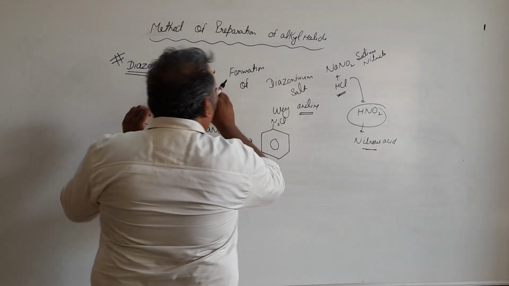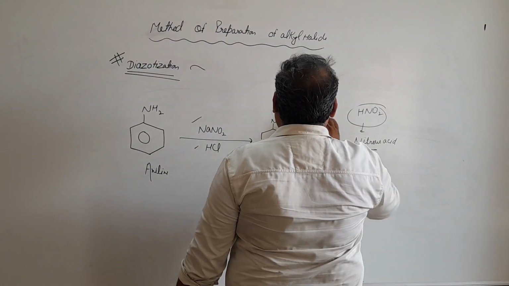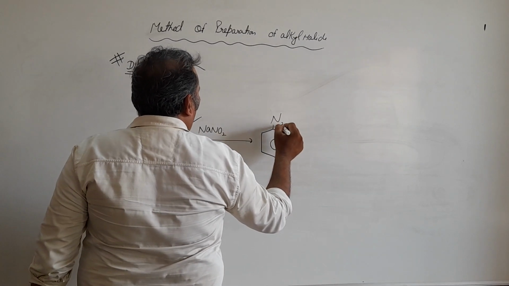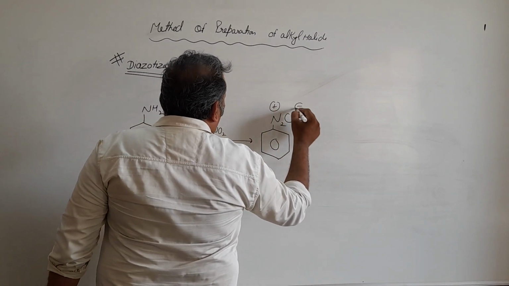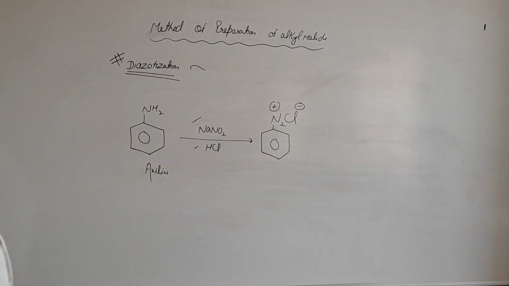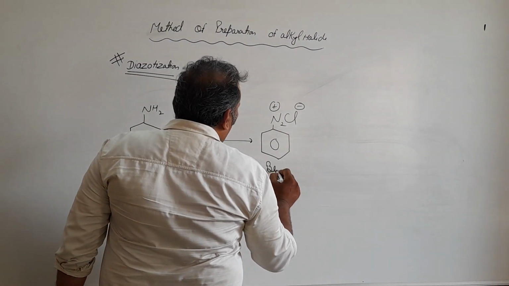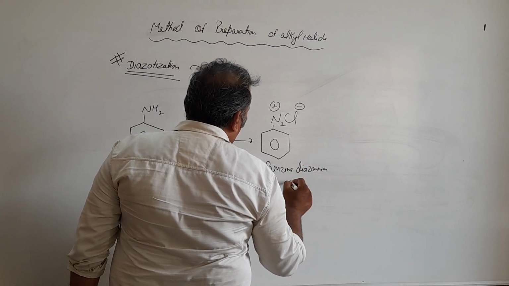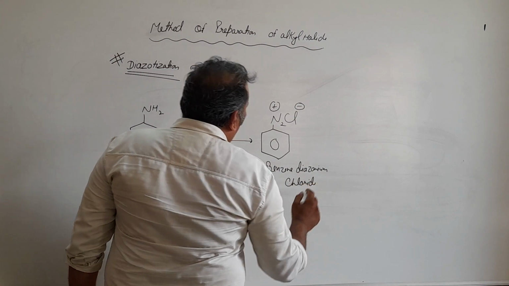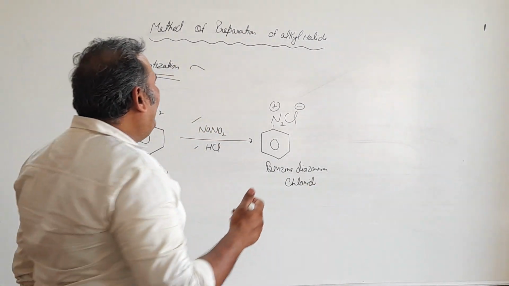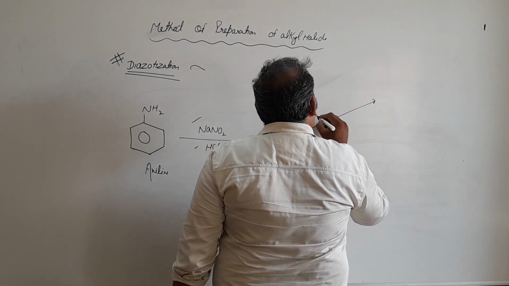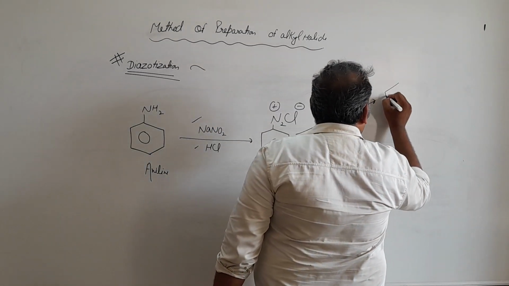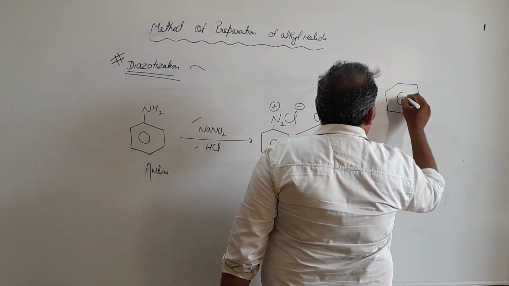What is the diazonium salt? This diazonium salt is called benzene diazonium chloride. When this benzene diazonium chloride reacts with CuCl and HCl, it produces chlorobenzene and liberates nitrogen gas.